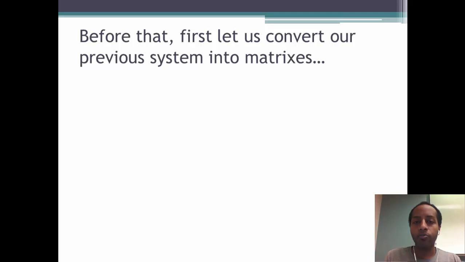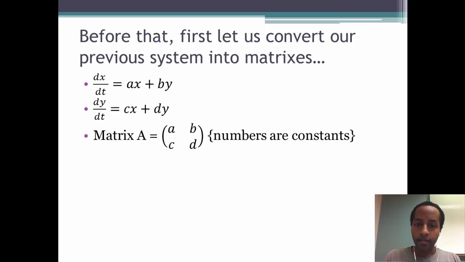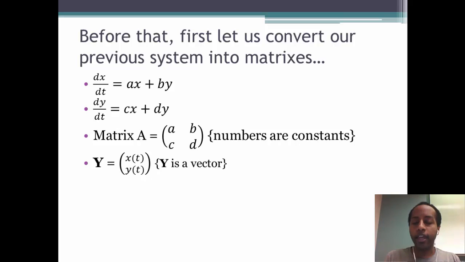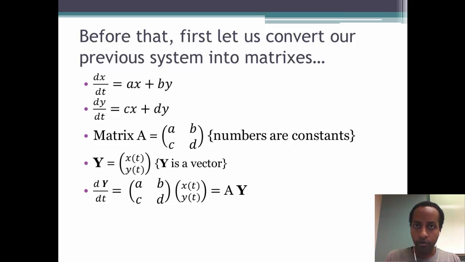But before we get into that, first let's rephrase or convert our previous system into matrices that we can identify, just so we can easily see how these terms are laid out. So let us make the constants into a matrix we'll call A, and then let us put x and y into a vector that we call big Y. Now, when we take the differential of both of these functions together, we'll have this expression, where we're taking the differential of vector Y with respect to t, equal to this.